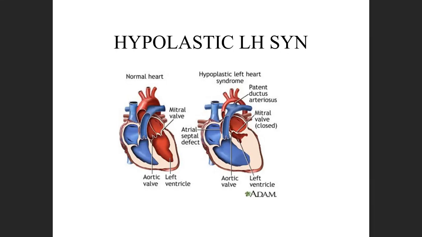you will see that the mitral valve is underdeveloped, either severely stenosed or not developed at all. If you compare the size of the left ventricle in the normal heart with the diagram on the right side, you will see that the left ventricular size is considerably smaller. In addition, the aorta and the ascending aorta and arch of the aorta are also underdeveloped. And these patients, this is a lethal condition.